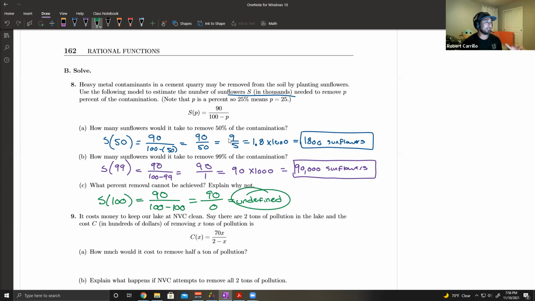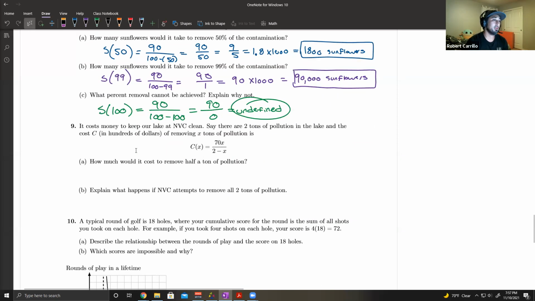Think about it. Your can of Lysol says how much bacteria does it kill? 99.9%. If they state 100%, they're getting sued, right? So it's just not possible to get rid of 100% of the contamination. Okay. So everybody good with that? All right, another one.